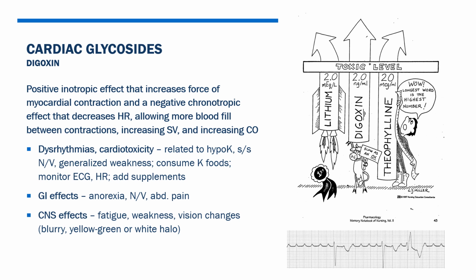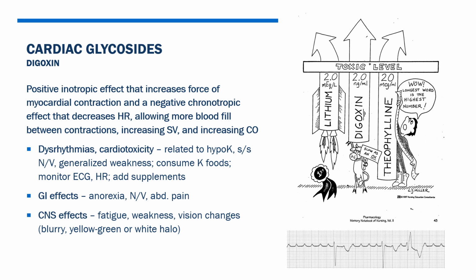GI effects can also occur: anorexia, nausea, vomiting, abdominal pain. But then again, here you need to determine, is this something that is okay, or is this cardiotoxicity? And how do you determine that? By drawing their labs. So we would draw a digoxin level. They will test how much serum blood volume of digoxin is still circulating, and it shouldn't be more than 2.